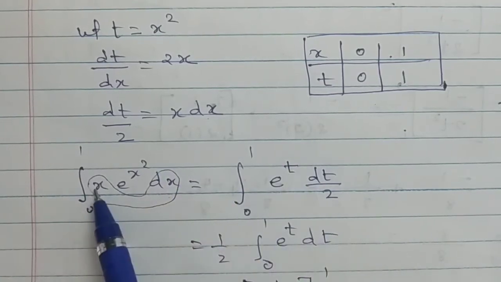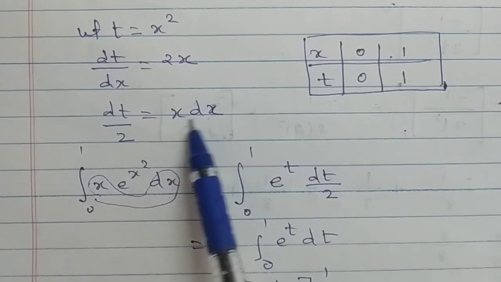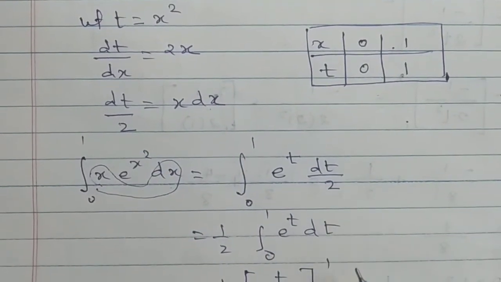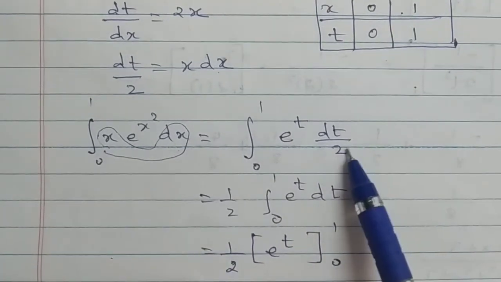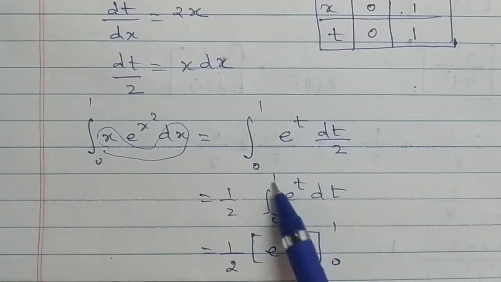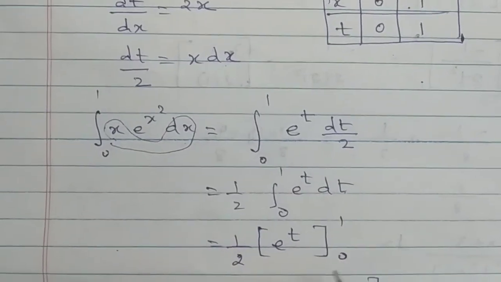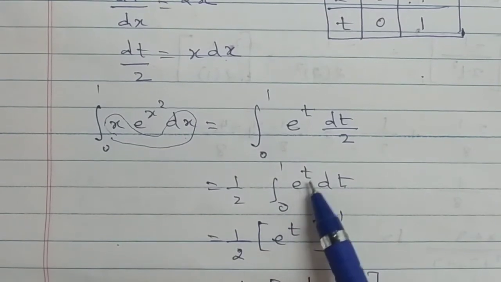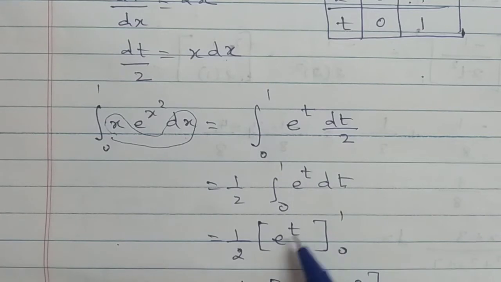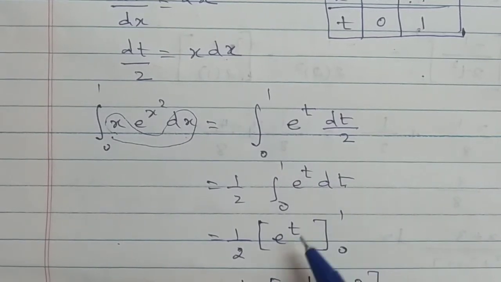So the remaining term is x dx, which equals dt by 2. I am taking the 1 by 2 common out: 1 by 2 times the integral from 0 to 1 of e power t dt. The integral of e power t is e power t only.